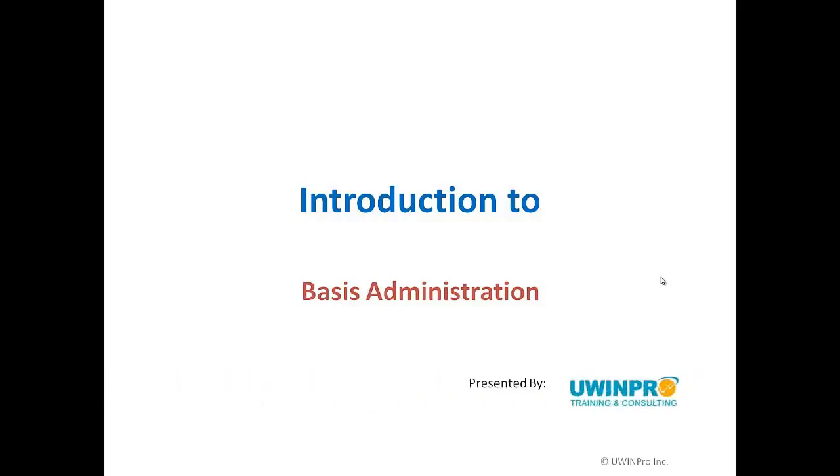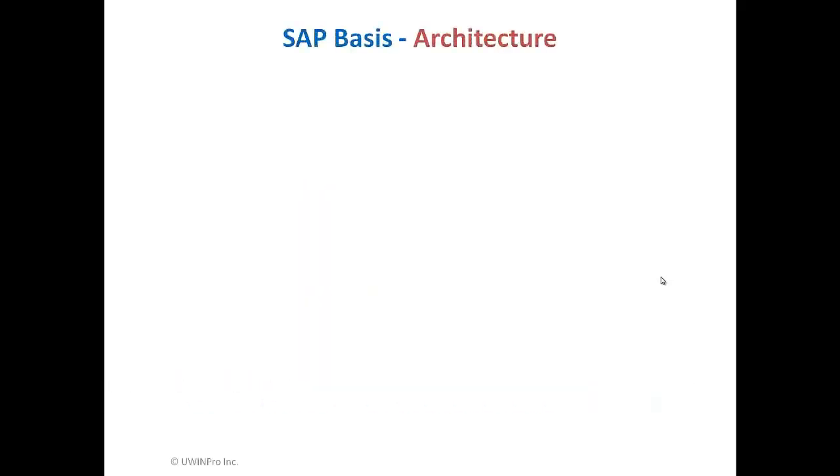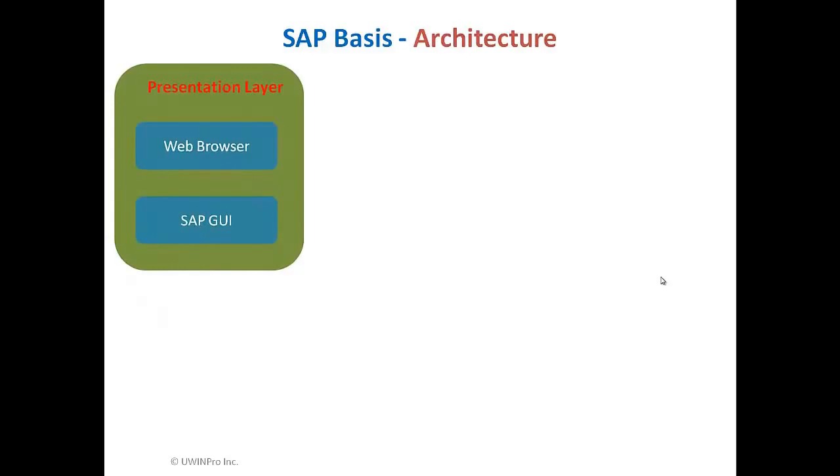First we will talk about the 3-tier architecture of SAP. If I have to log in to an SAP system, I log in from the presentation layer using a web browser or SAP GUI. If I use a web browser, I have to give information about the public IP address of the server or the domain name of the server and then the appropriate port number.